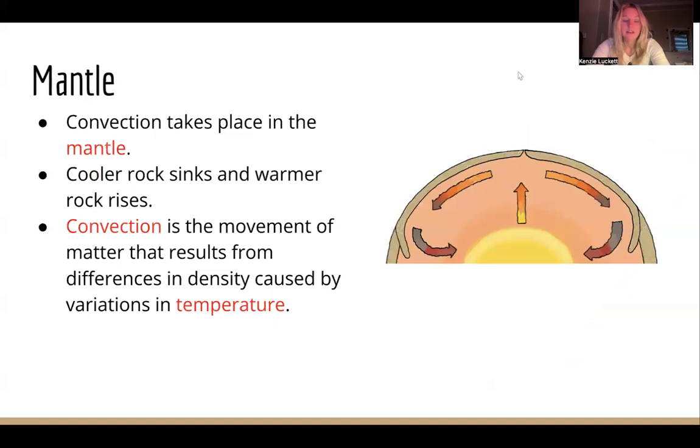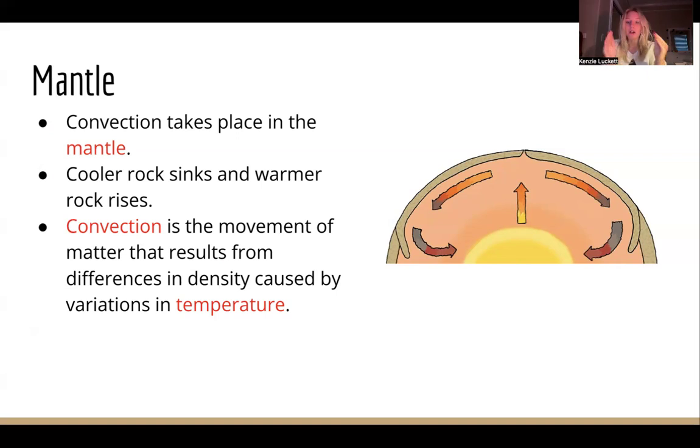Okay. So the important thing about the mantle is that that's where convection takes place. So cooler rock, remember when we talked about convection and we put a pot of water on the stove and we turn the stove on? We talked about how the hot water is rising and then the cold water is sinking, and it's the circulation of fluids. And remember, we said that circulation of fluids is called convection. We talked about this in our heat transfer unit. So that process occurs in the mantle. Convection occurs in the mantle.